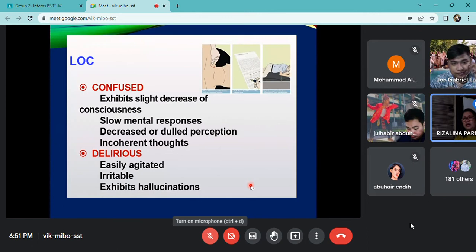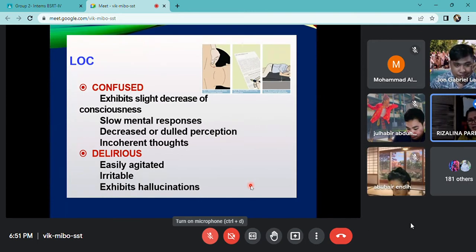Okay. Next is delirious. For the delirious, easily agitated, irritable, and sometimes exhibits hallucination. So with this type, the patient already has hypoxemia, is already panicking and irritable, and the effect of lacking oxygen is that you hallucinate. Sometimes you see the object differently, or you feel differently. You suspect something that threatens you, that is hallucination.